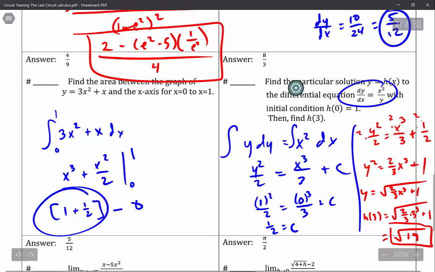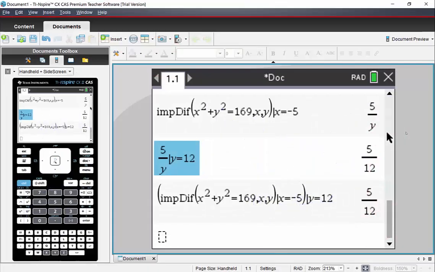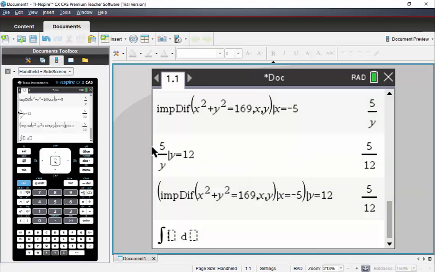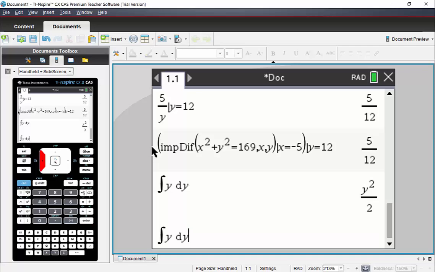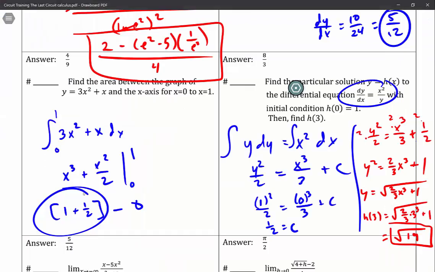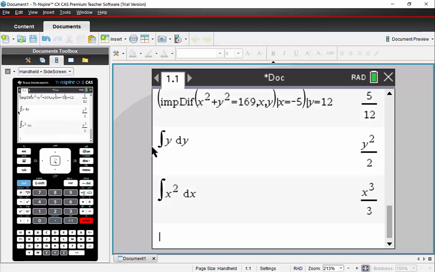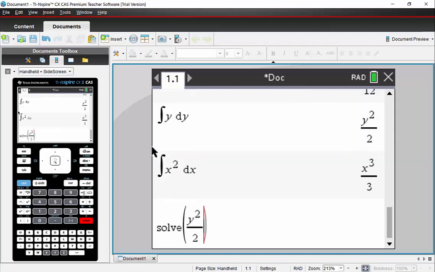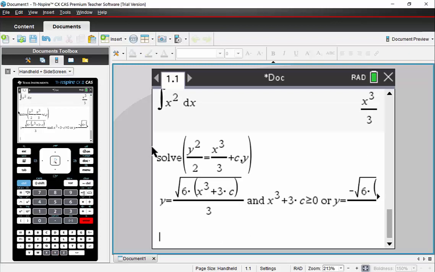And showing this on our calculator, we can do each integral by hand and use the solve button like I did before. So the integral of y dy, y squared over 2. The integral of x squared dx. And then we're going to use the solve button: menu, algebra, solve. Y squared over 2 equals x cubed over 3 plus c. And then we're solving for y. And we get something nasty because that's c.